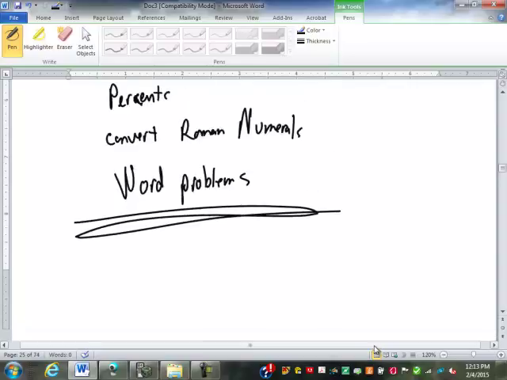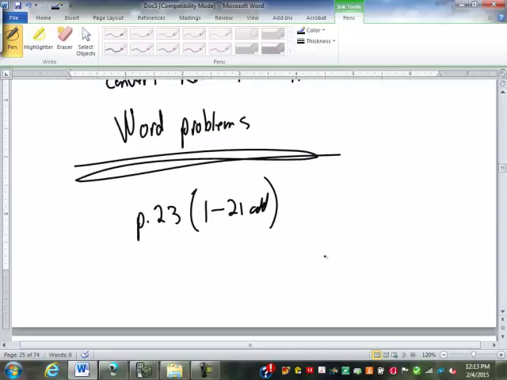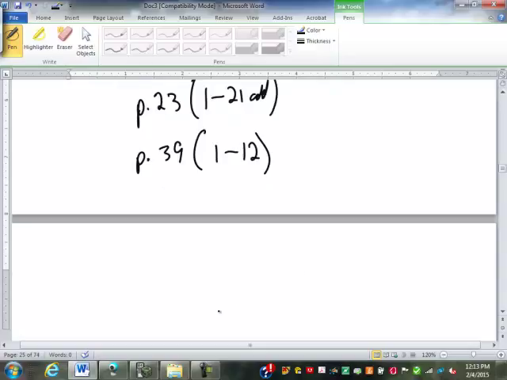Some homework on the new stuff we've looked at, the order of operations and Roman numerals. Order of operations is on page 23, 1 through 21. I'd recommend you probably just do the odds. There would be enough for you. And the Roman numerals, which I would highly recommend you take a little bit of a look at, is on page 39, 1 through 12. Any questions?